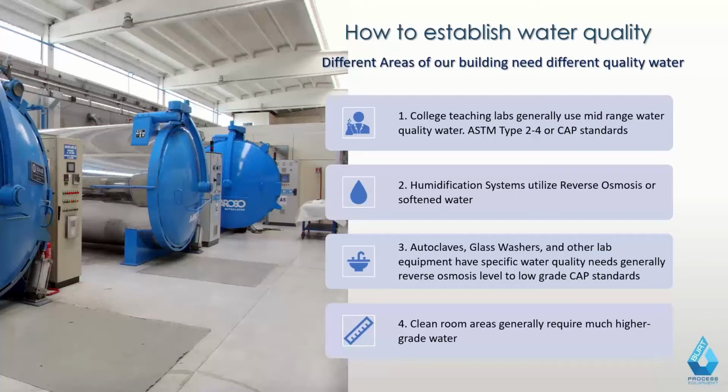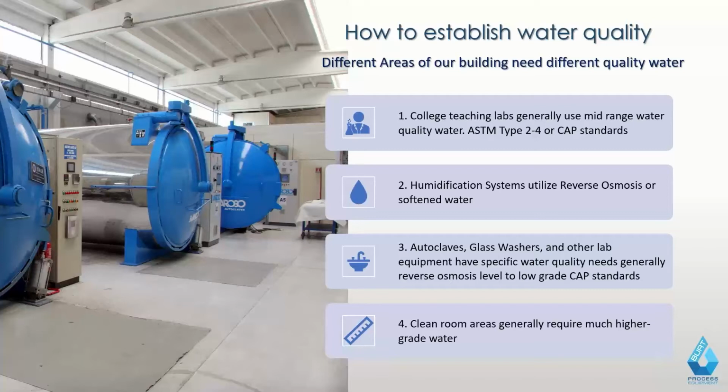So different areas of our building are obviously going to need different types of water quality. When you're talking about things like a college teaching lab or even a pharmaceutical research lab that's located inside of a building, you're typically looking at things like ASTM 2 through 4 CAP standards. And really it depends on what kind of lab structure it is, or biology, if biologics is a bigger concern, if resistivity is a bigger concern. That kind of determines really which water quality that you want to look at for that individual lab space.